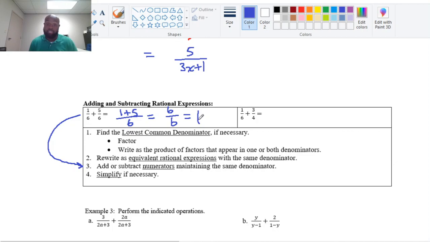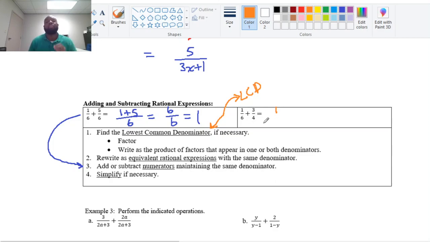The hard part comes when we have denominators that are not the same. All right, and so when the denominators are not the same, then what we have to do is factor the denominators, okay? Because we want to find the lowest common denominator. Lowest common denominator, that's LCD. All right, LCD, lowest common denominator. All right, now you can probably look at this and tell that 12 is your lowest common denominator.